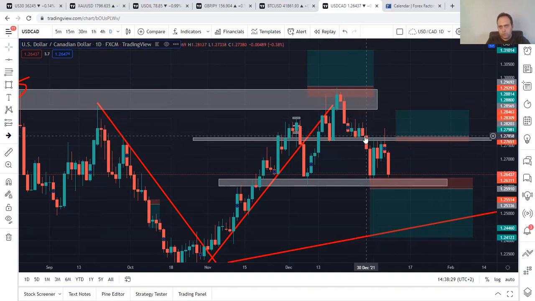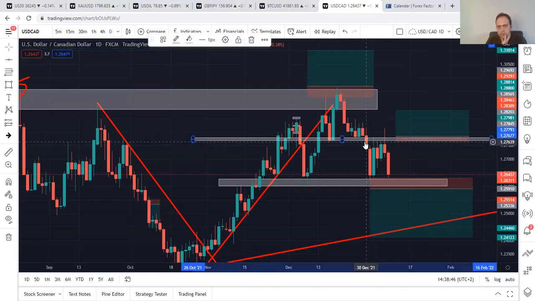Which is 1.2785 buy, 1.2795 TP1, 1.2815 TP2, 1.2842 TP3, and 1.2873 TP4. Stop loss 1.2763.